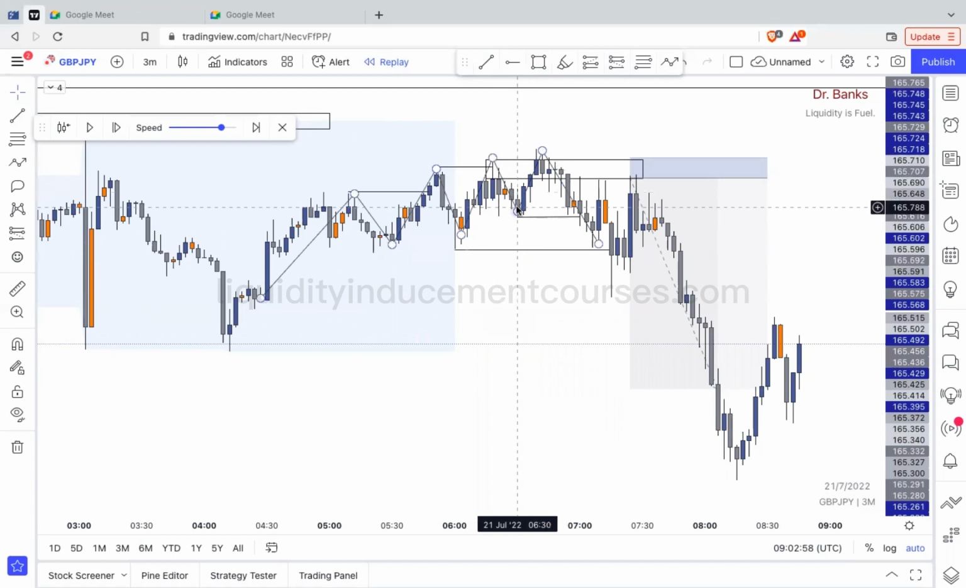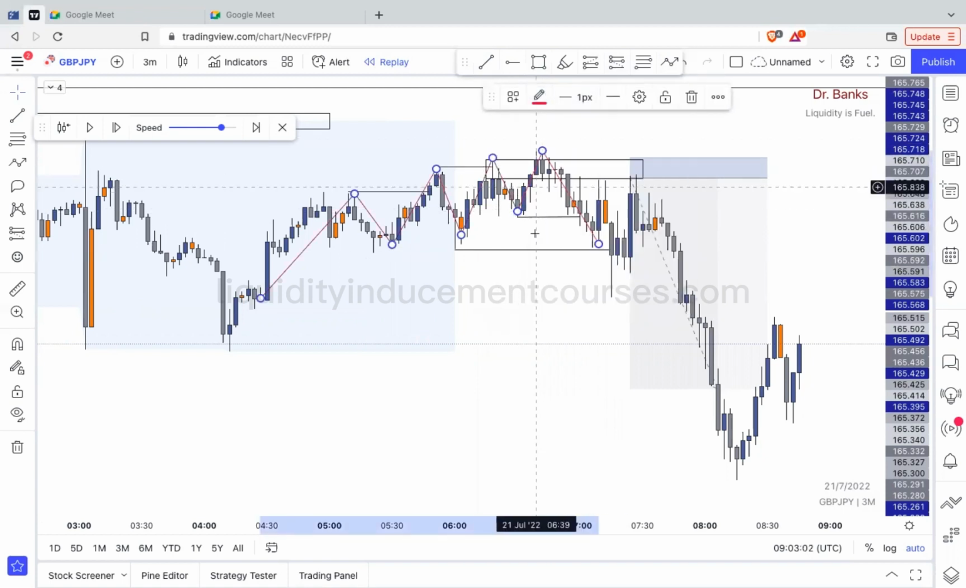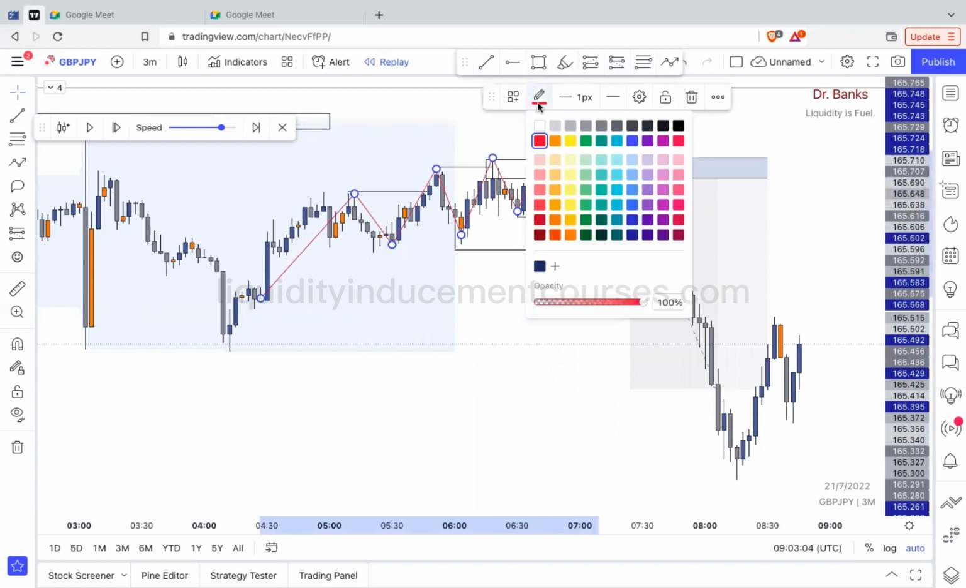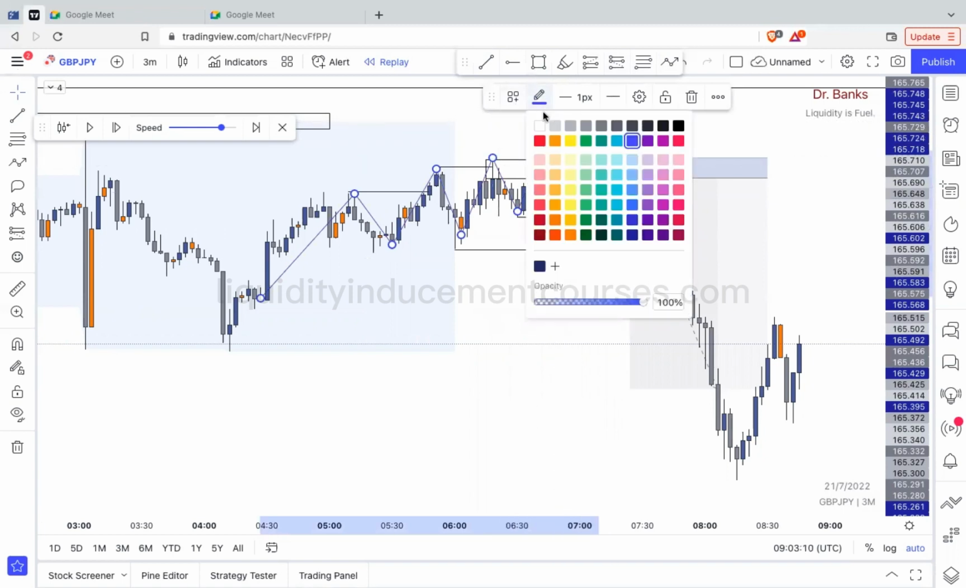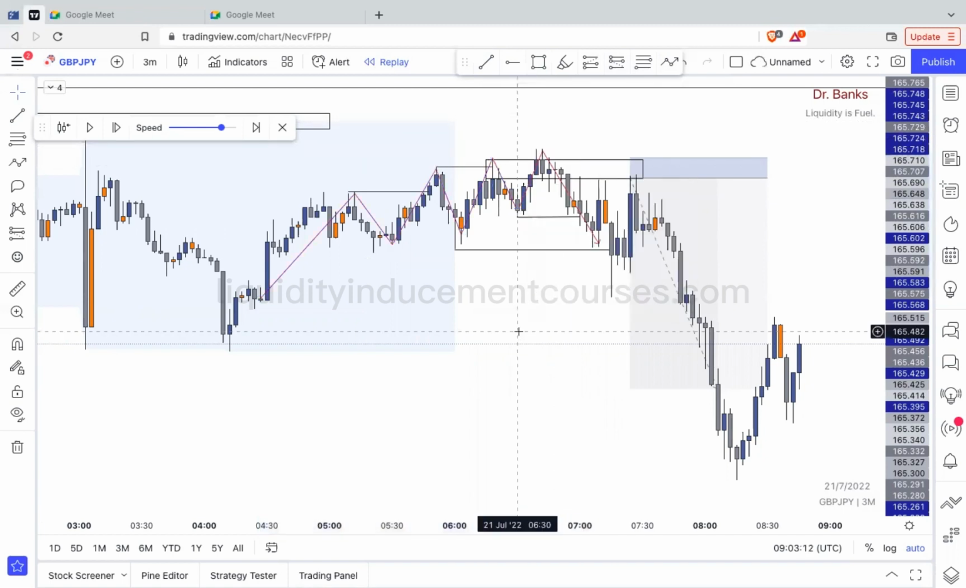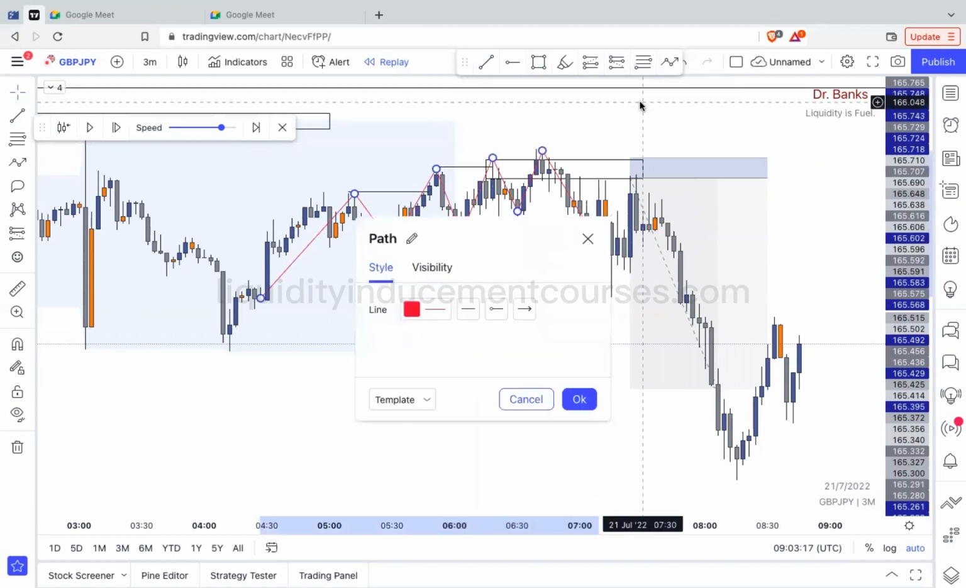Now, the best way to understand market structure for people who are new is to always draw lines on your entry time frame. If your entry time frame, where you're expecting to take the trade from, is your 1 minute or your 3 minutes, always draw lines that show the actual structure, what price is doing.